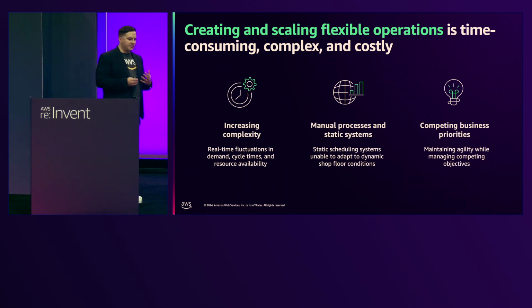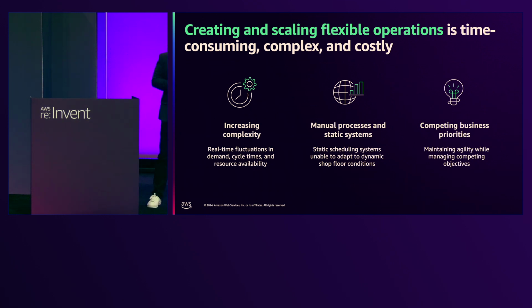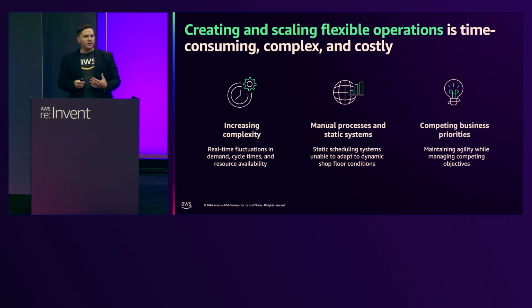And last but not least, business priorities continue to evolve. We continue to see competing priorities in this space, new areas like cost reduction coming in, quality, maintenance, and even more sustainability goals that are starting to come in. How do you actually optimize for each of these new business priorities?